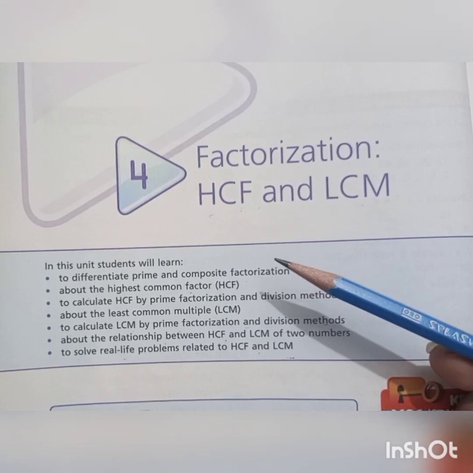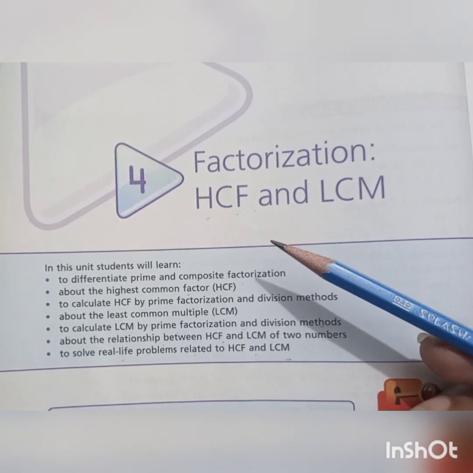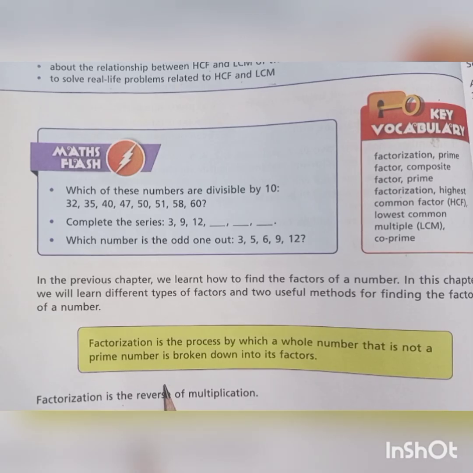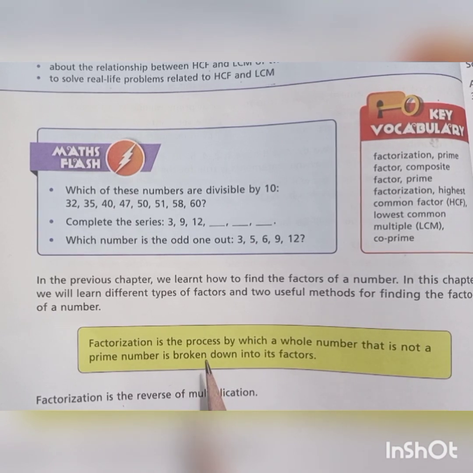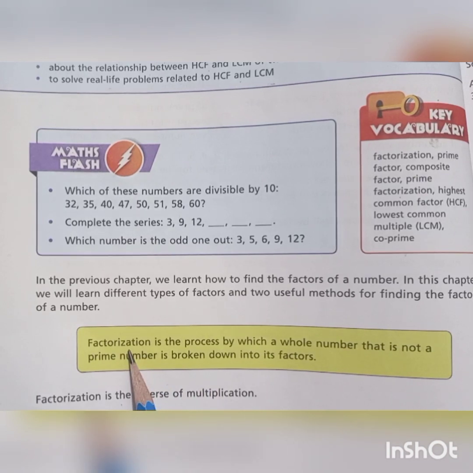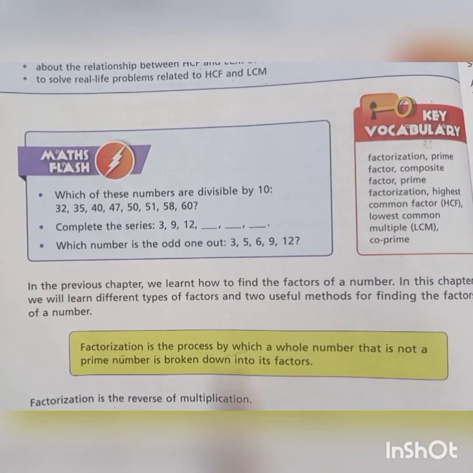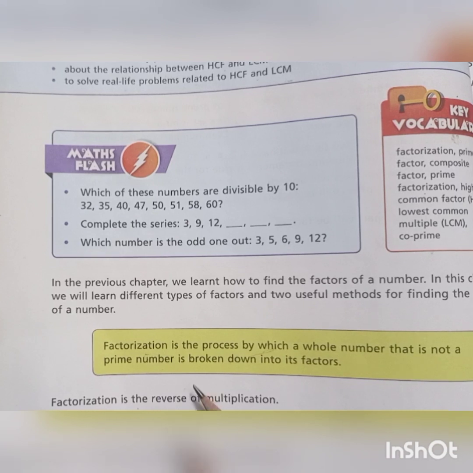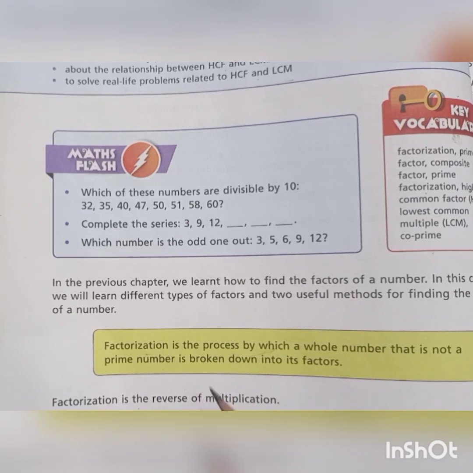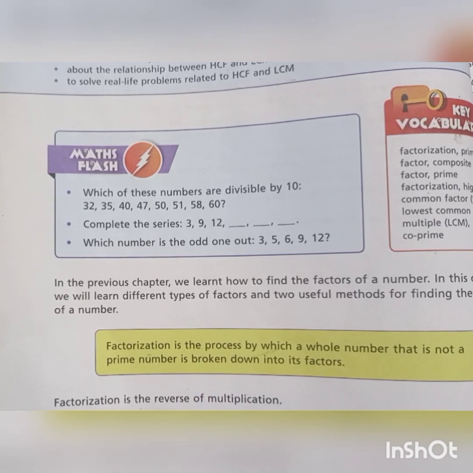In this chapter we will learn different types of factors and two useful methods for finding the factors of a number. Now students, what does it mean by factorization? Factorization means writing a number as a product of several factors. As you can see, here is the definition given: factorization is the process by which a whole number that is not a prime number is broken down into its factors. It means that if a whole number is broken down into its factors and that number should not be a prime number, then this process is called factorization.